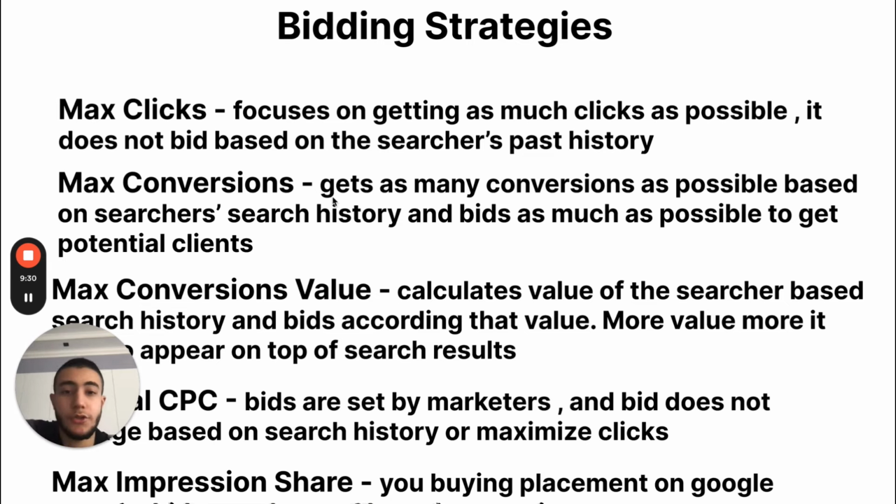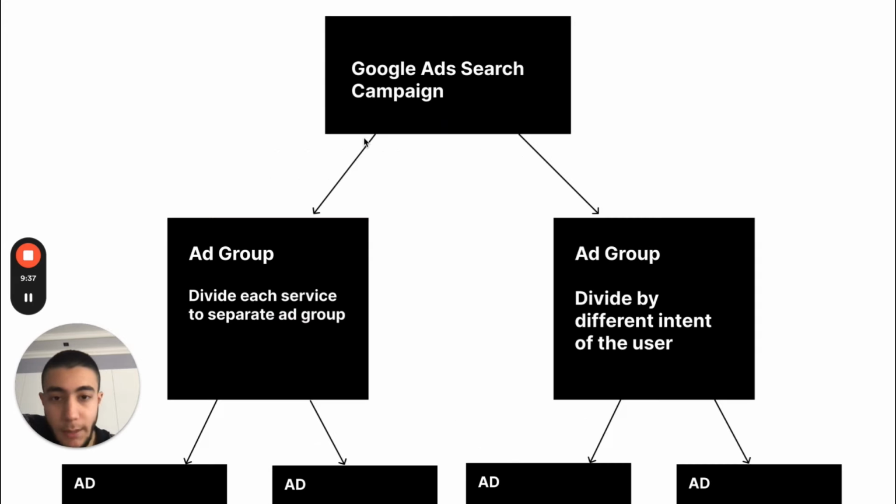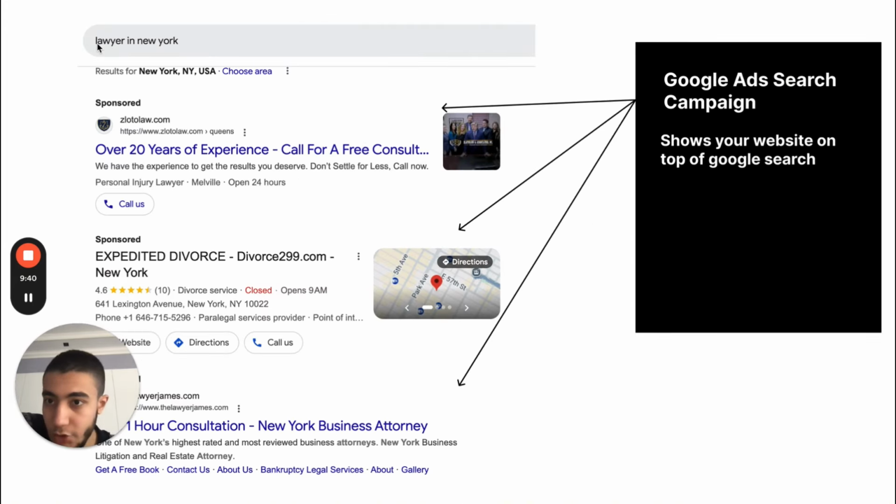It focuses on getting as many clicks as possible. It does not bid based on the search past history. So what I mean by that is, when somebody searches for a lawyer in New York, it might be their second search or the third search. But if the person never searched for a lawyer before, Google Ads is gonna have a hard time identifying what client is worth it. Is it a potential client?